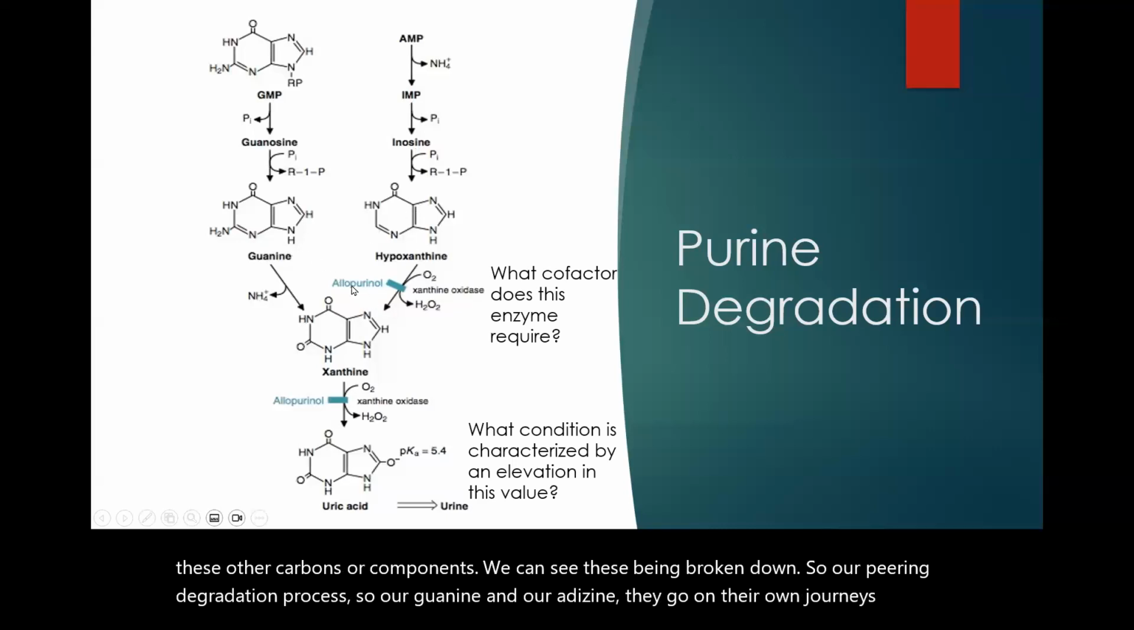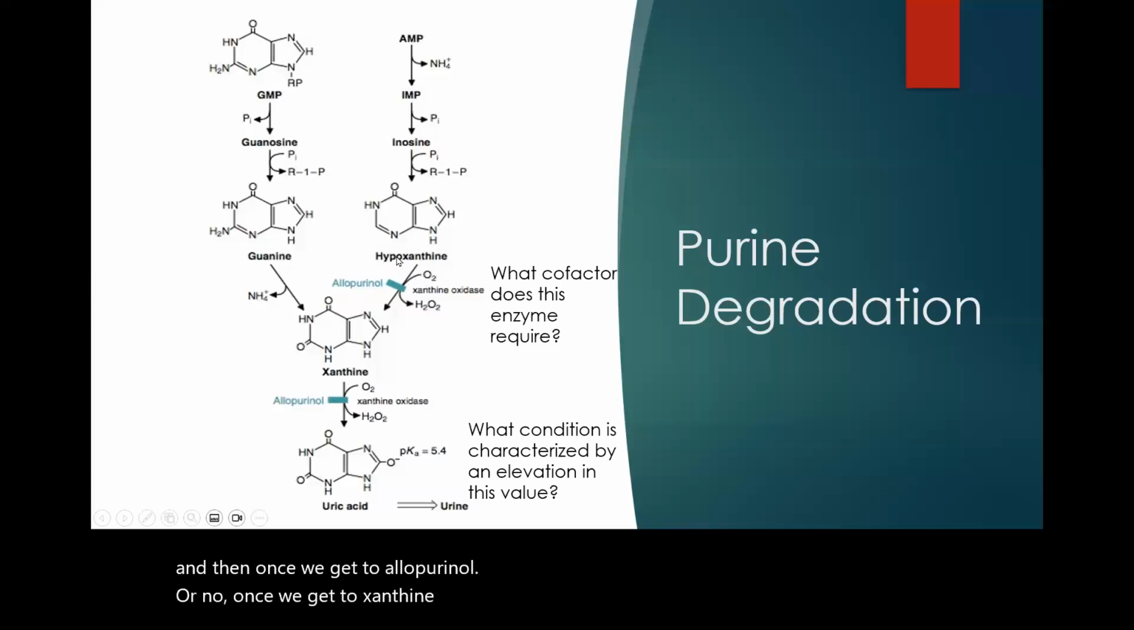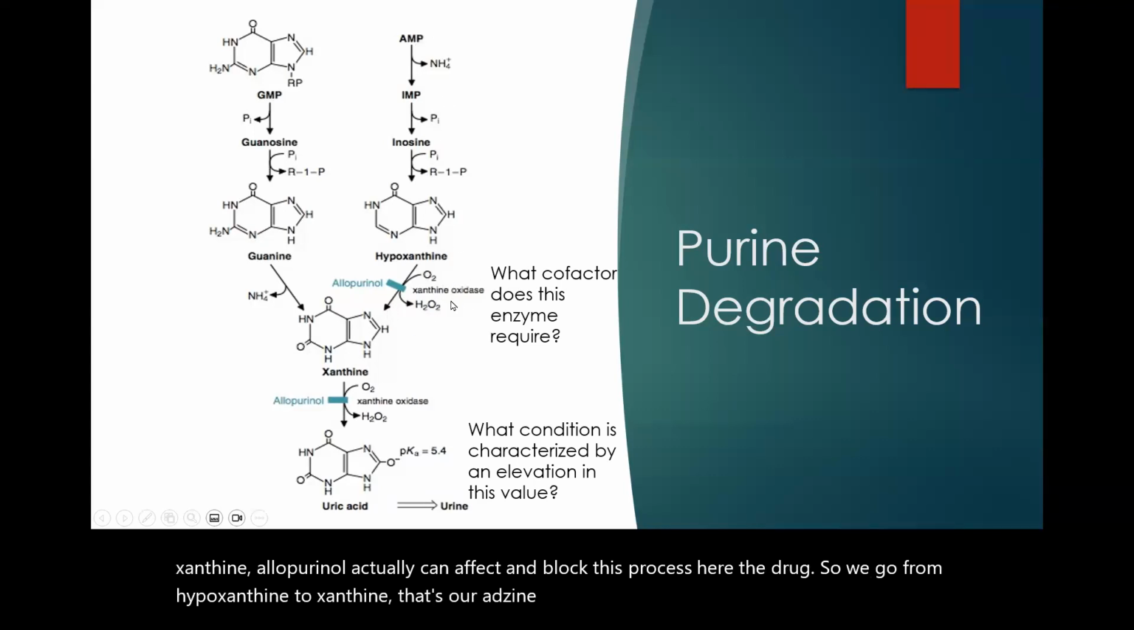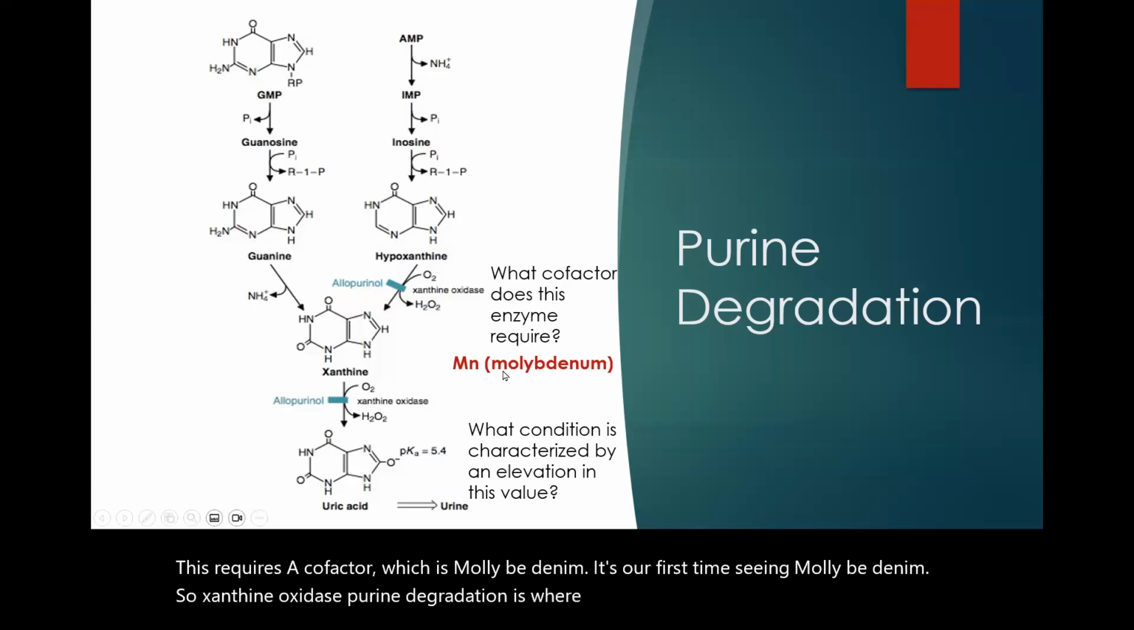And then once we get to xanthine oxidase on this side, sorry, we go from hypoxanthine to xanthine. Allopurinol actually can affect and block this process here, the drug. So we go from hypoxanthine to xanthine. This requires a cofactor, which is molybdenum. It's our first time seeing molybdenum. So xanthine oxidase, purine degradation is where molybdenum comes into play as a cofactor.